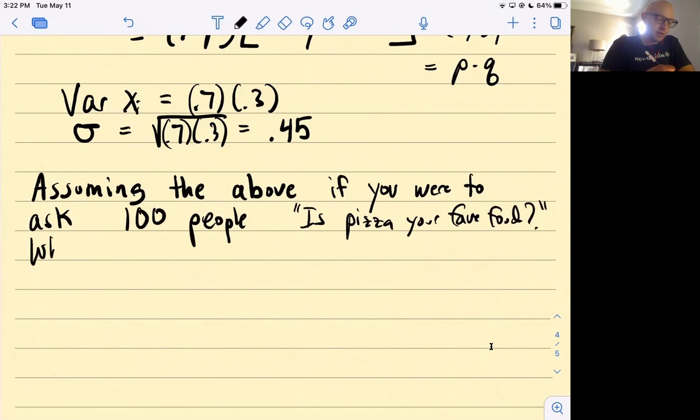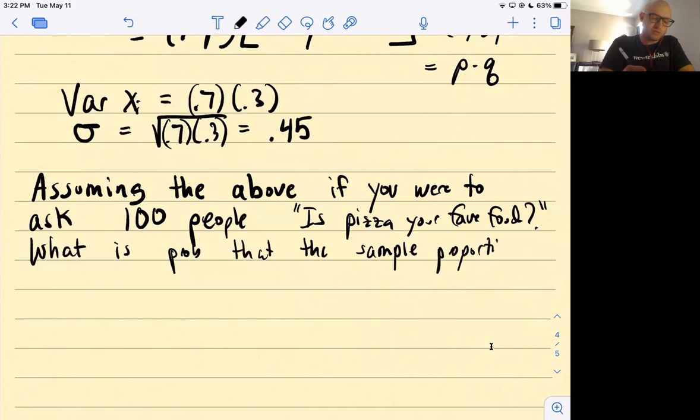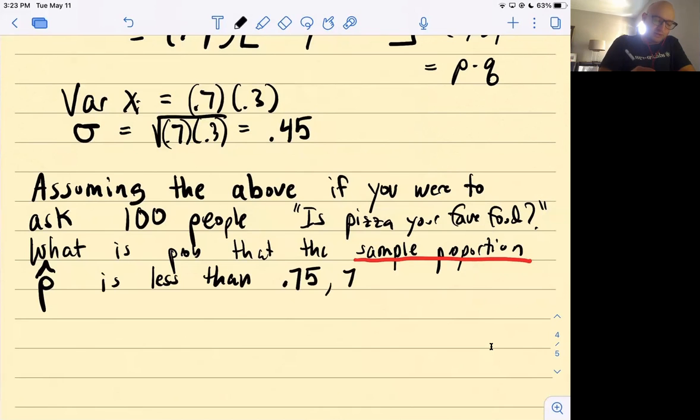What is the probability that the sample proportion, so the percentage of the people that you ask, that's the sample proportion. And we have a special symbol we use. We say p hat. This is confusing because it's not a probability, it's a proportion. What's the probability that the sample proportion p hat is less than 0.75 or 75%?